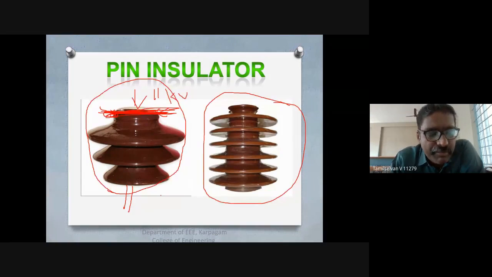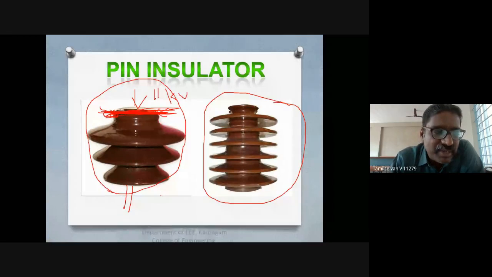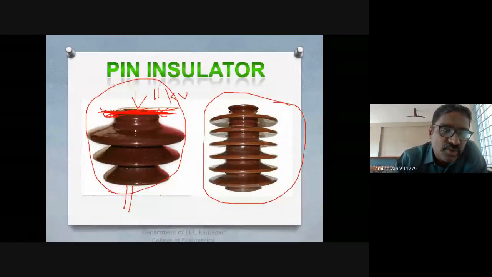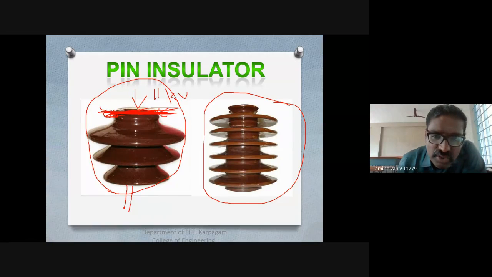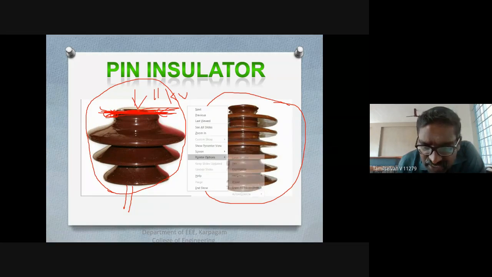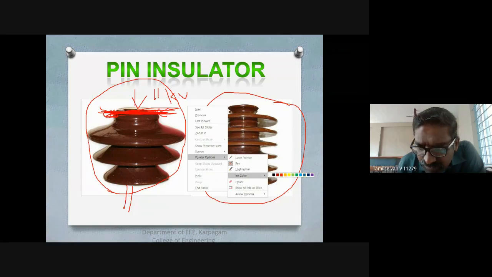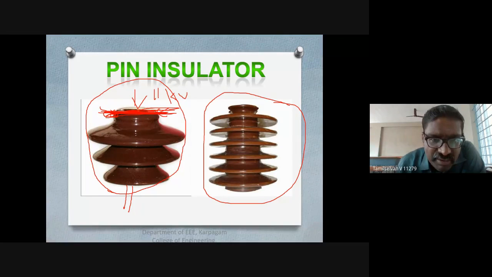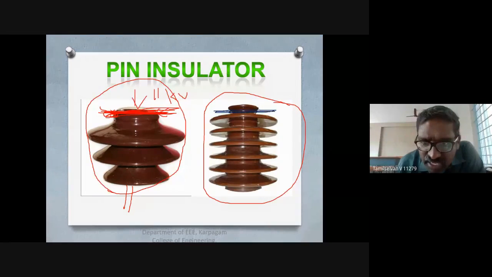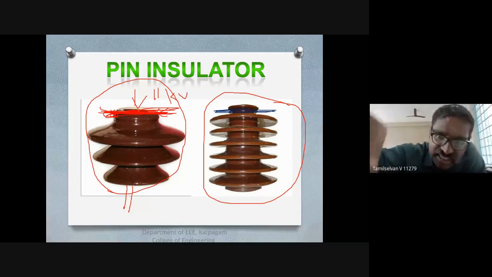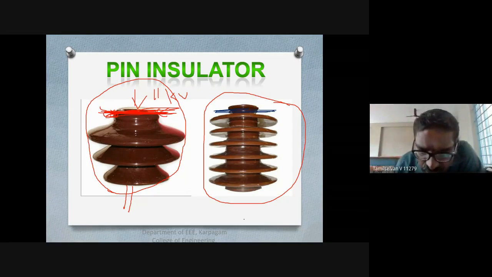So what is the flashover? The flashover is the arc which occurs between the line conductor and the insulator pin. I will change the color. This is where we are placing the conductor. See here, this is a groove. In this groove only, we will place the conductor. It means it's inside; I drew the line outside. This is the pin. Here we will have the pin which connects to your crossarm.